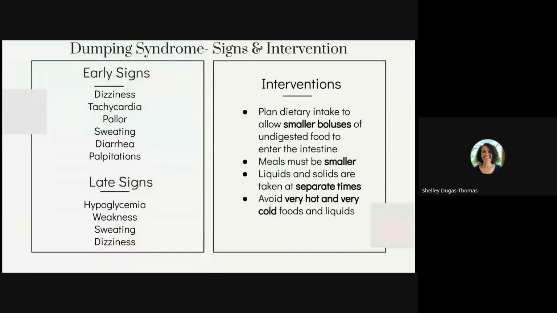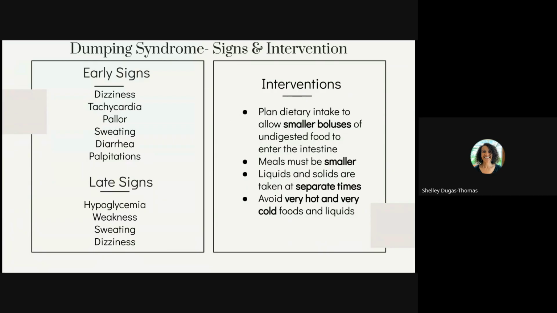So we talked a little bit about dumping syndrome, but just let me go over it again. It's also known as rapid gastric emptying and is the most common complication after partial gastrectomy. Alterations in the gastric anatomy after surgery or interference with the extrinsic innervation following a vagotomy may alter gastric emptying. After pyloric resection or bypass, concentrated chyme, partially digested food, may enter the small bowel rapidly, causing abdominal distension, inappropriate gut hormone release, and rapid glucose absorption.